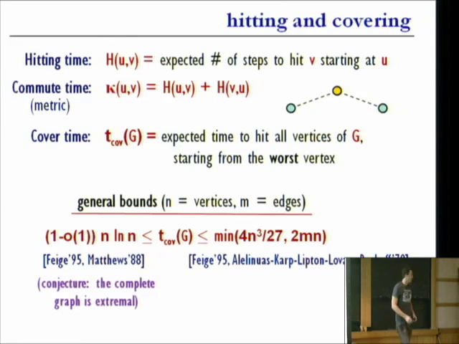So the worst case is the barbell. It's a clique connected to a path, for various choices of the length of the path and the size of the clique. This is not really a barbell, this is a lollipop, yeah.